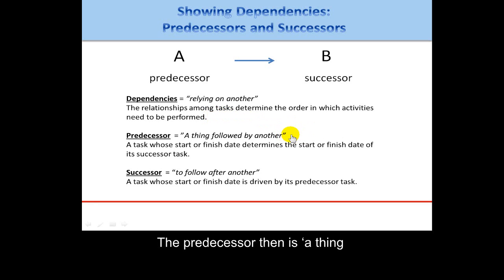The predecessor then is a thing followed by another, or a task whose start or finish date determines the start or finish date of its successor task. The successor then is to follow after another, and that's a task whose start or finish date is driven by its predecessor task. Simply put, you have the predecessor task that's done first before you can do the successor task, which is done next.